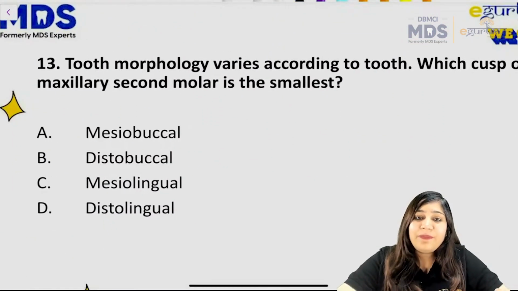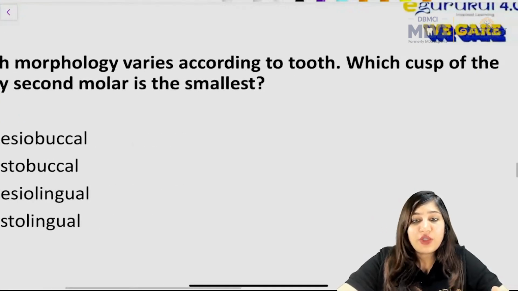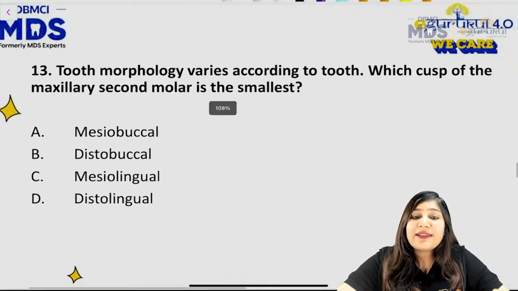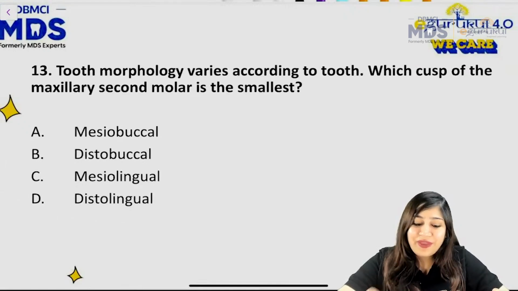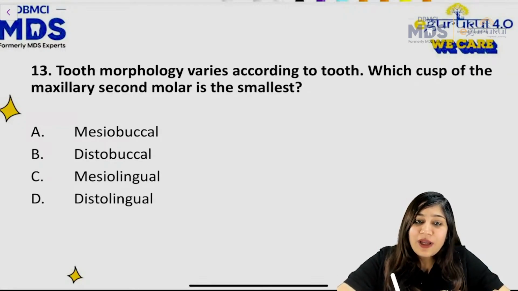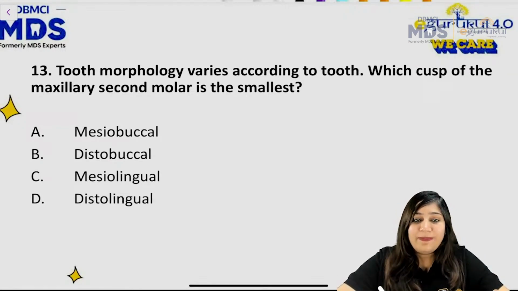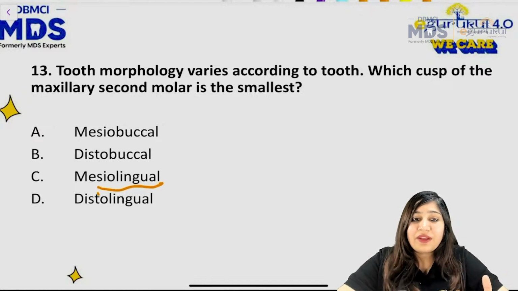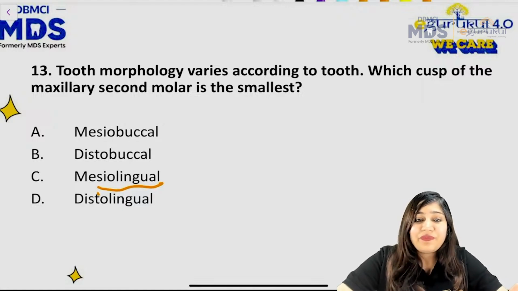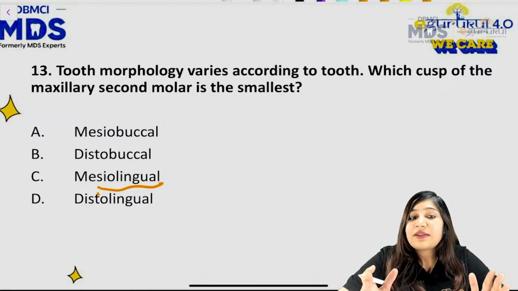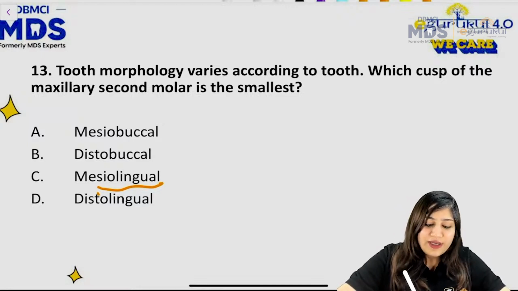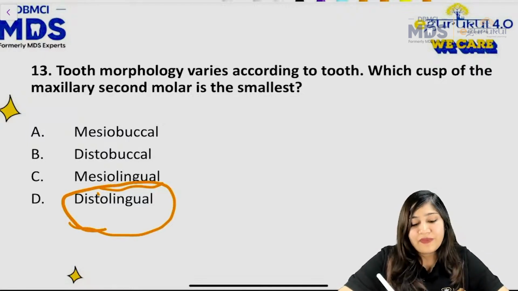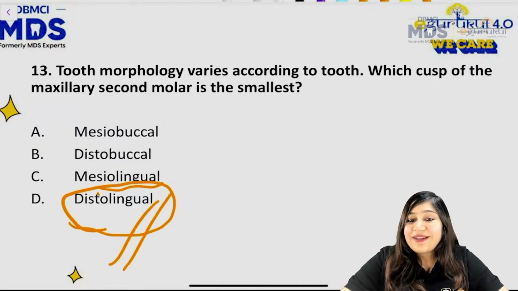Again, a DA question. Tooth morphology varies according to the tooth. Which cusp of maxillary second molar is the smallest? Is it mesiobuccal, distobuccal, mesiolingual or distolingual? Now, mesiolingual is usually the largest. Next is mesiobuccal. Mesiolingual largest, then mesiobuccal smaller than mesiolingual, distobuccal smaller than mesiobuccal, and the last one is our distolingual. So the smallest is our distolingual.